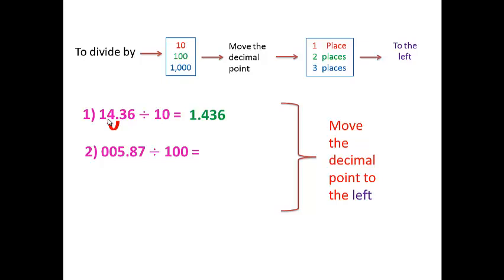Second, we have 5.87 divided by 100. Zeros on the left have no value, we can ignore it. Now, take the point and move back 2 steps according to 2 zeros in 100. First step, from here to here. Second step, from here to here. The point will sit here, 0.0587.